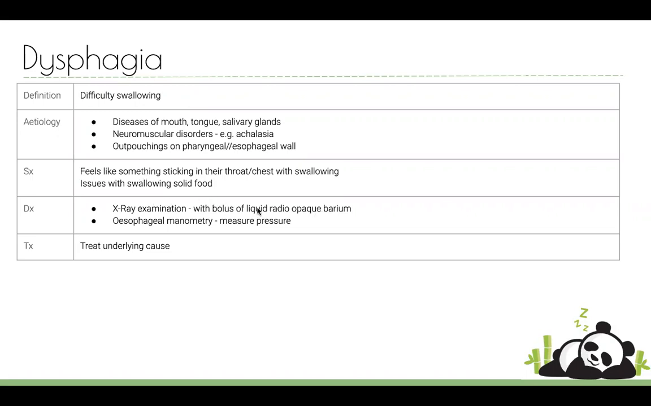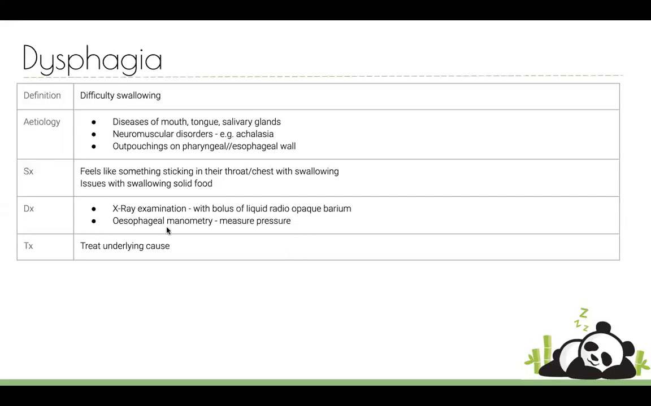You can search for the cause using a barium swallow. It's radio-opaque barium, and then you take an x-ray and you can see all the white maybe stopping somewhere where there could be a stricture or a blockage.